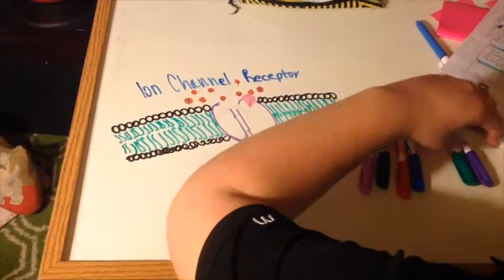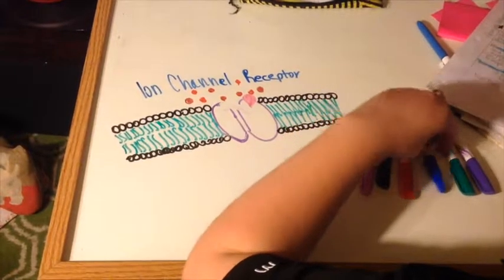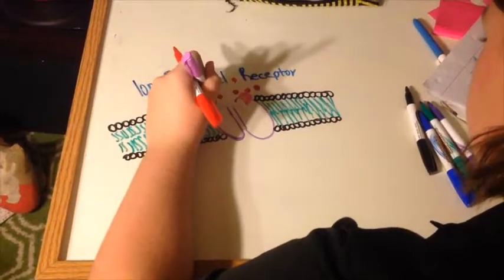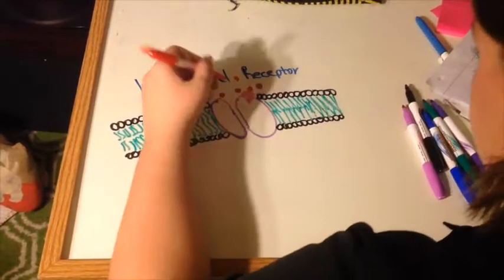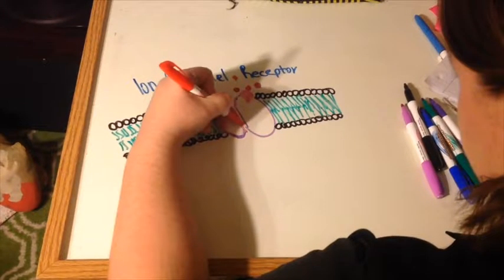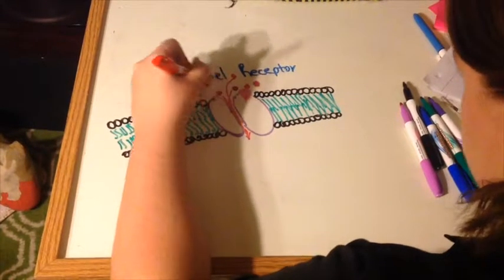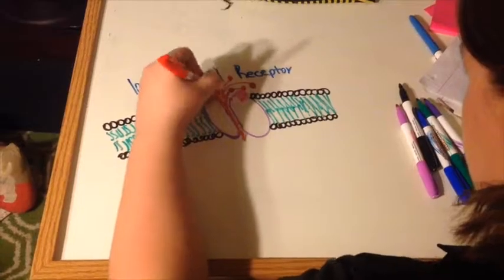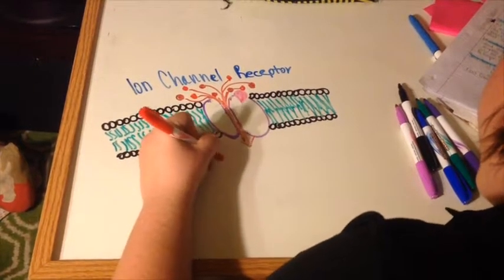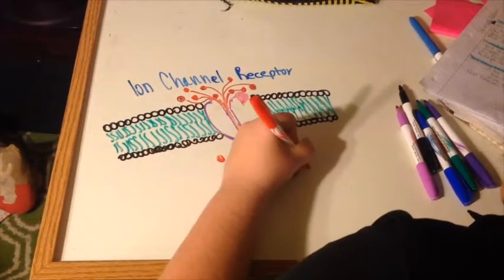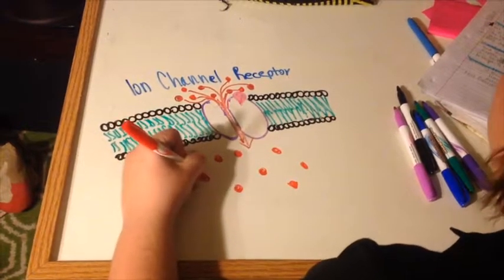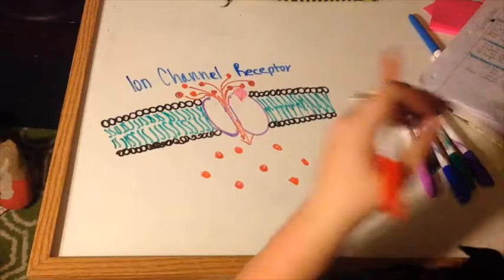this gate is the ligand gated ion channel receptor. And so it's going to send the ions right down through the membrane and into the cell's cytoplasm. And once they come in here, they're going to start depolarizing that cell.